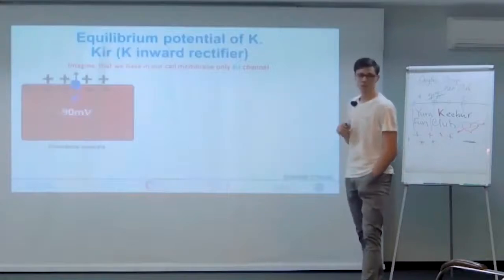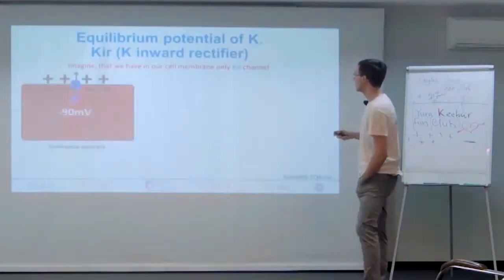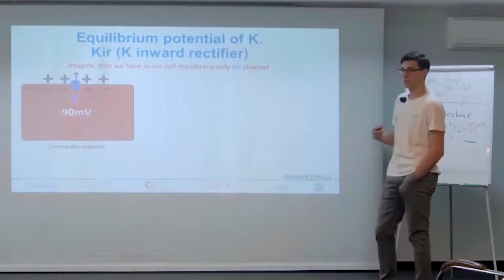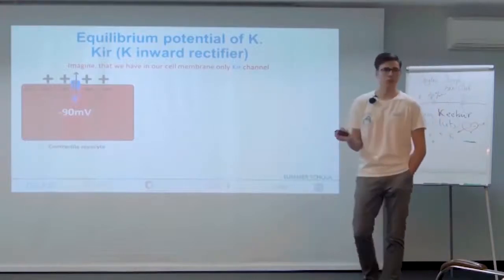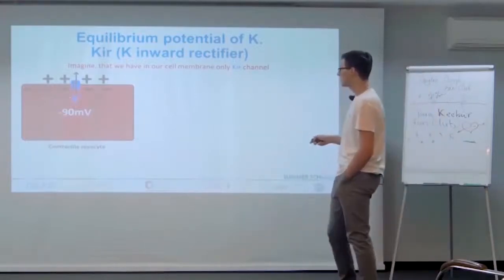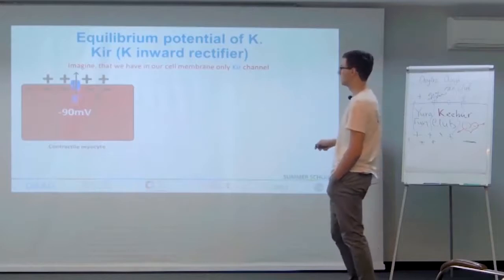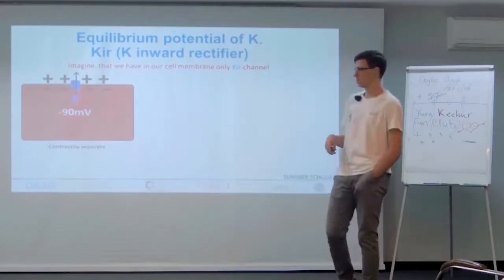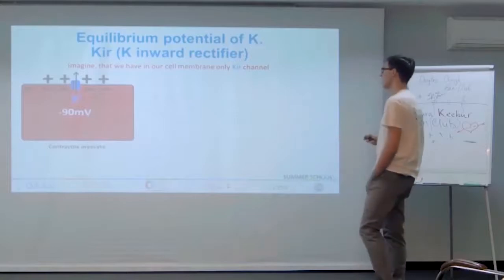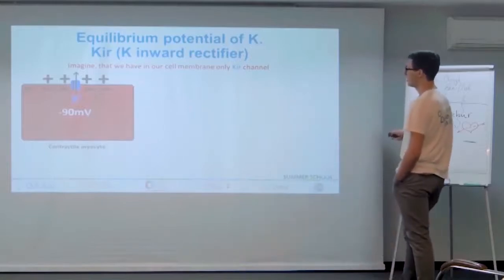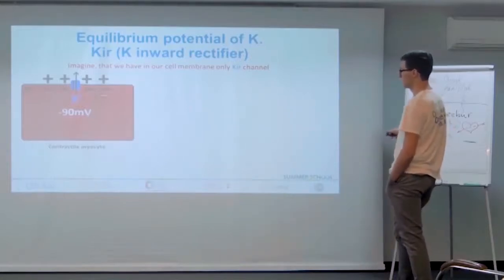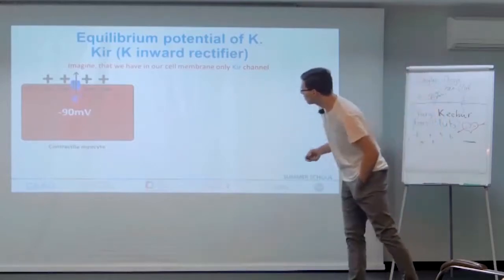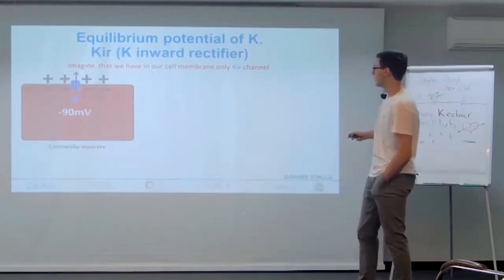Okay, so let's imagine that we have in our cell membrane only the Kir channel, only this potassium inward rectifier. This is actually a normal channel. We have a lot of potassium inside of the cell. Let's say that the membrane potential is minus 90 millivolts. It doesn't really matter, but minus 90. Positive charge outside of the cell, negative charge inside of the cell. I hope you see these two arrows here.